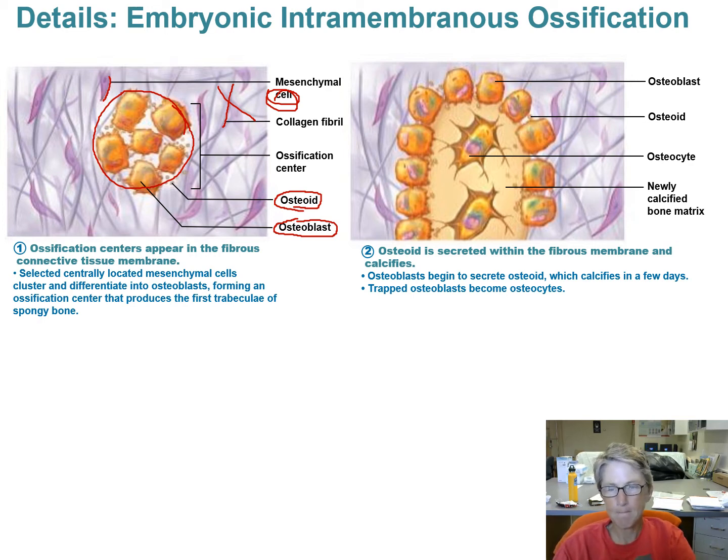Okay. And then we come over here to the next cartoon. It says the osteoid is secreted within the fibrous membrane, and then it calcifies. So you can have the osteoblasts make the osteoid. Now the osteoid is sitting there, but it's not really hard yet because it's just collagen. So you have to allow the blood vessels to bring in calcium and phosphate to make the osteoid turn into hard bone.